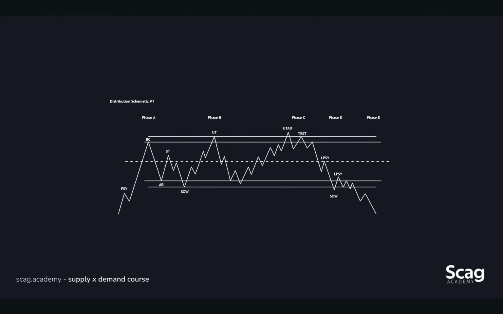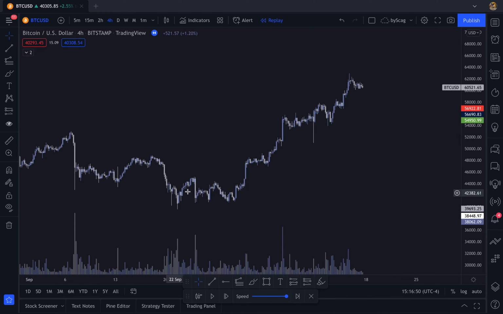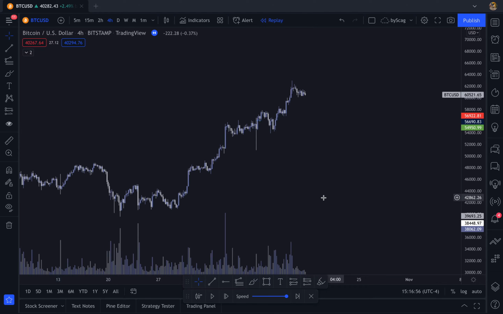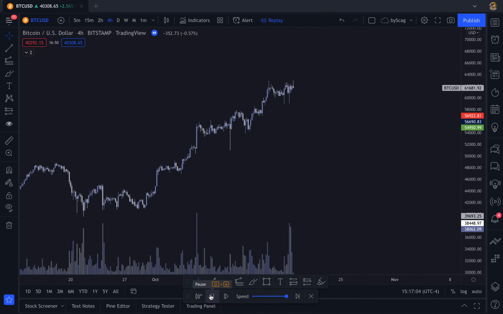So let's jump right onto the chart here. We're going to look at Bitcoin USD on a 4-hour time frame, monitoring a distribution schematic number 1. So if we take a look at this, we do see some accumulation down here. We do have our markup, so we know we're in the appropriate kind of market cycle for something to potentially start happening. Doesn't mean it always will, right? As you can see, it's been marking up for quite some time. So let's take a look at this. We'll let this play out.